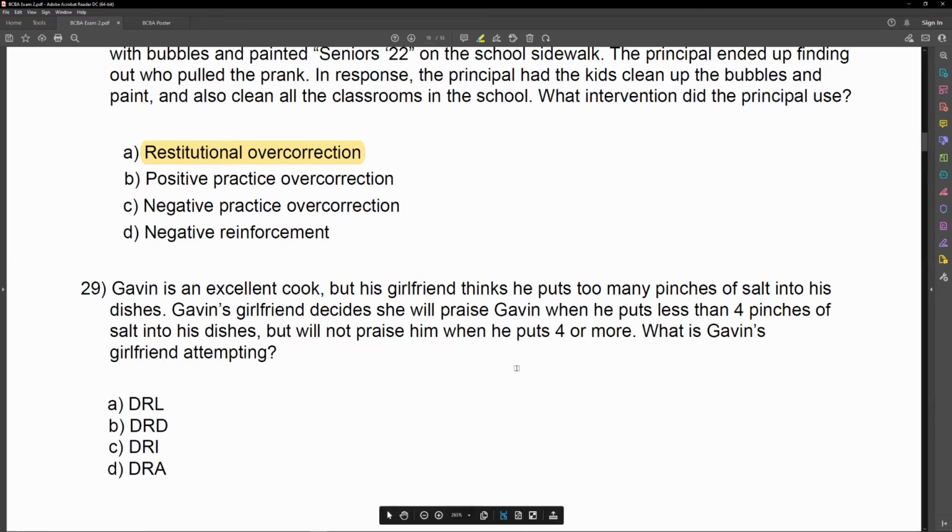Now, what is occurring here? The girlfriend wants Gavin to put less salt. She sets a criteria, okay? If he hits that criteria, she reinforces him. If he goes over it, she doesn't. Is this DRL or DRD? Well, the main difference here between DRL and DRD, they're very similar, but DRD typically has an interval component with it as well. So some sort of time component with it as well, okay? DRL is simply trying to reduce this behavior, okay, by going below a set criteria. So Gavin's girlfriend is attempting a DRL to reduce the amount of salt put into his dishes.